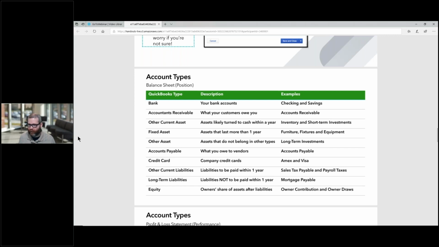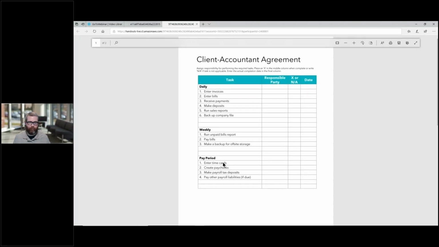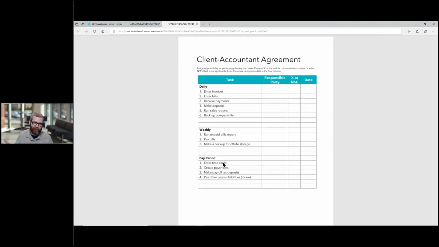It's called the Client Accountant Agreement. This is also in the handout section. This will, by the way, be emailed to you. If you don't see the handout section, it's okay. Don't worry. You'll get all these documents whenever you get the follow-up email 1 hour after this class. So this is the Client Accountant Agreement.